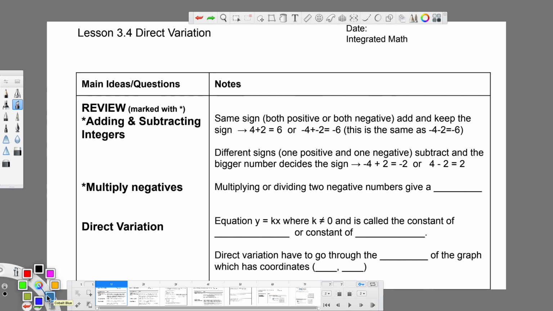I like my colors here. All right. This is the same as negative 4 minus 2. So we don't really need this plus sign is what it's saying. That would be the exact same thing, negative 6.